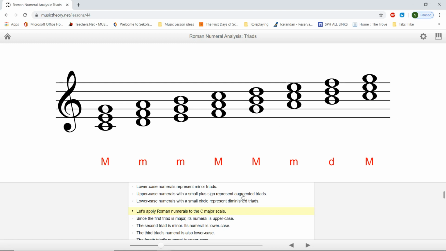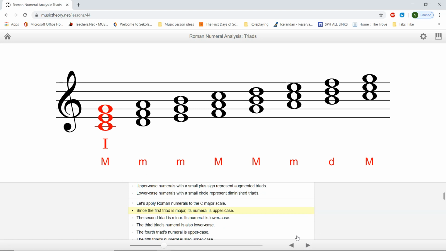The second, third, and sixth are always going to be minor chords. D, E, and A. That's in the key of C. D, E, and A are always going to be minor. And then lastly, the seventh chord is always going to be a diminished chord. So in our case, this is a B diminished chord, which we actually constructed earlier.